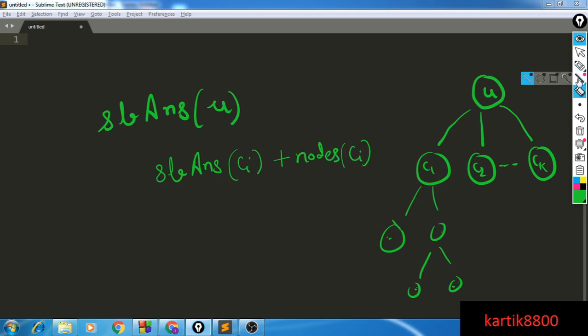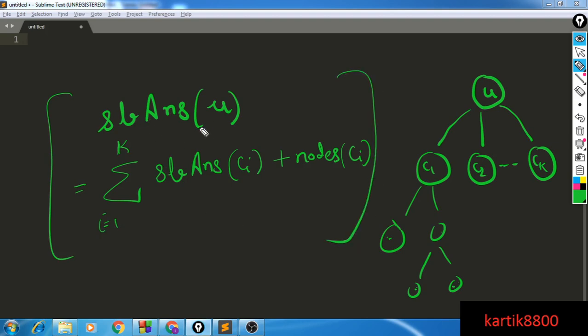And for every child node that it has, you add this particular quantity, where i goes from 1 till k, and that is your recurrence. Now we know a way to evaluate the subtree answers for every node. For a leaf node, the subtree answer is simply going to be 0, because there is no edge and no other node other than the node itself. Since I'm looking at the subtree rooted at this particular leaf node, there is no other node, right? So for a leaf node, my answer is going to be 0.